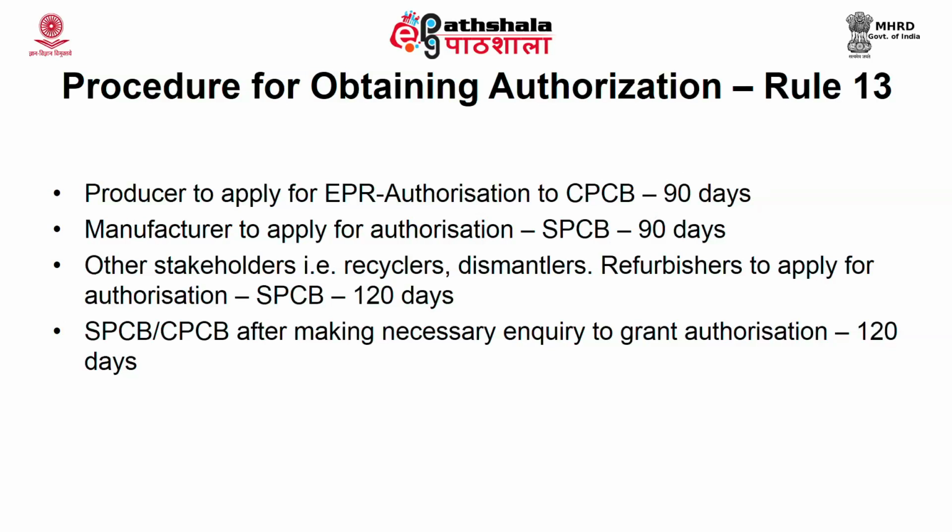Manufacturer is required to apply within 90 days to the State Pollution Control Board. Other stakeholders like recyclers, dismantlers, refurbishers have been given 120 days to apply for authorization with the State Pollution Control Board. The appropriate Pollution Control Board, after making necessary inquiry, is to grant authorization. They may also refuse authorization, of course, but the time period of 120 days has been set for these boards either to grant authorization or to refuse.